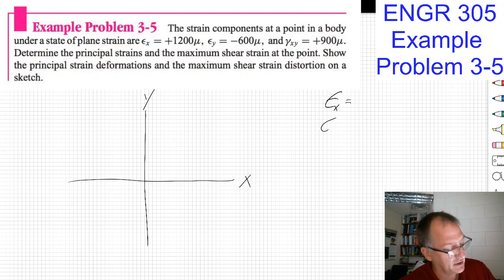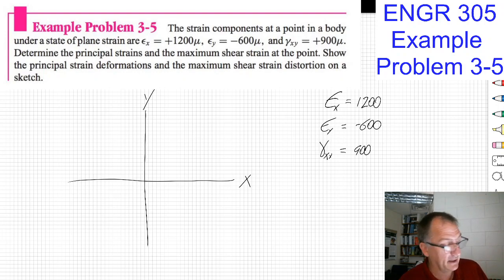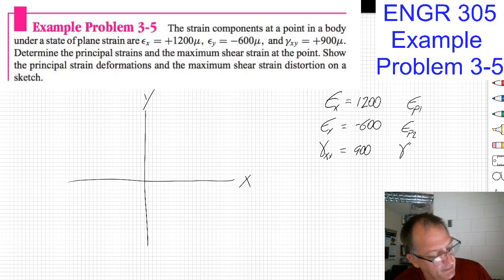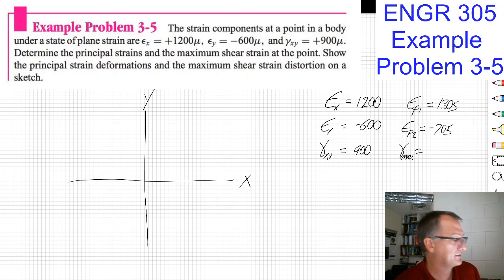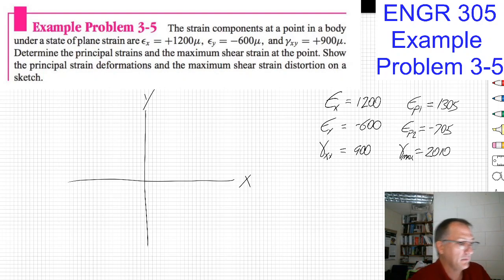Strain in the x direction, strain in the y, shear strain xy, and it was 1200, minus 600, and 900. And then I've got my other pieces of information, which are now my principal strains, P1, P2, and my maximum shear. And that principal was 1305, minus 705, and my maximum was 2010, right? 2010.